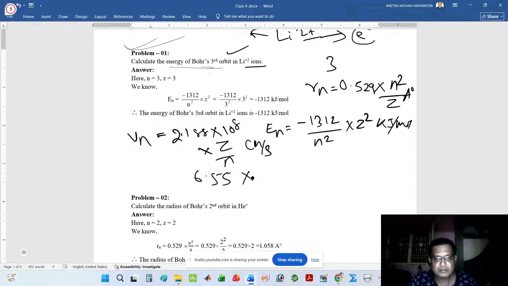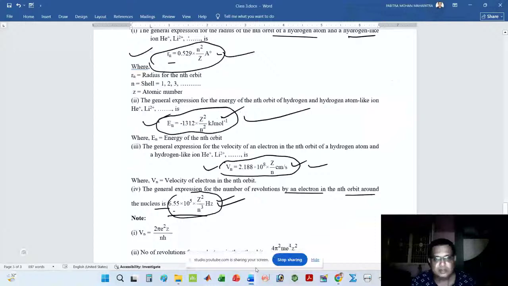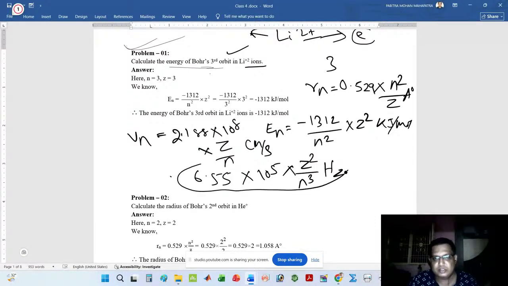6.55 into 10 to the 5 into what? Into Z square by n square hertz. Z square by n square hertz. These are the four formulas I will use in this problem. Our target is to find the energy of Bohr's third orbit, and the ion is the Li2+ ion.